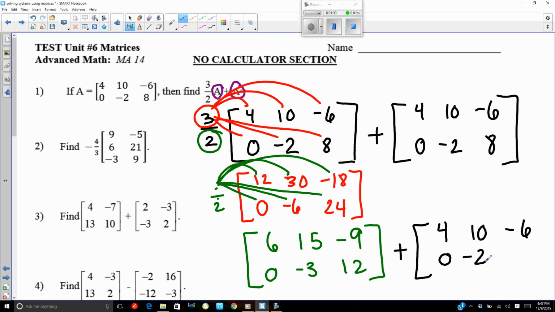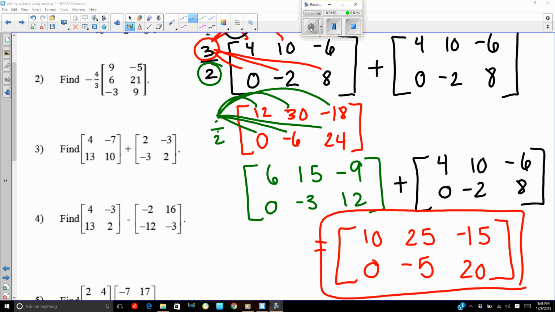Then our last step is now we need to add the A, the second A in that problem. So we're just adding 6, 15, negative 9, 0, negative 3, 12 to the original matrix. And whatever we get there is our final answer for number 1. So number 1 is complete. It is the matrix 10, 25, negative 15, 0, negative 5, 20. 2 by 3 matrix. That's our answer. So I'm going to go ahead and erase, so make sure you got it copied or you need to pause right now.